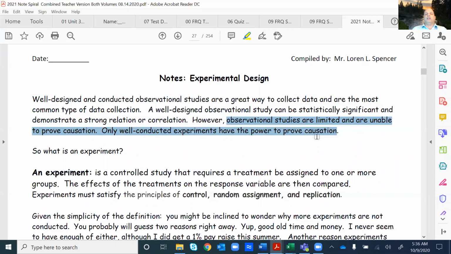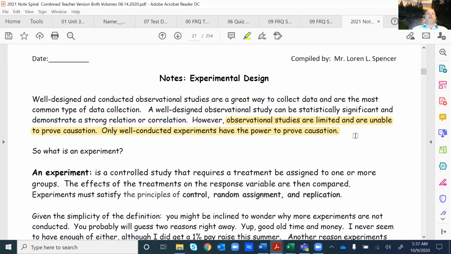Only well-conducted experiments have the power to prove causation. The biggest difference: in observational studies, we're getting someone's opinion, we're observing what they are already doing, all right? Whereas in an experiment, we assign the treatments. We impose treatments on them. They didn't get to choose their treatments.